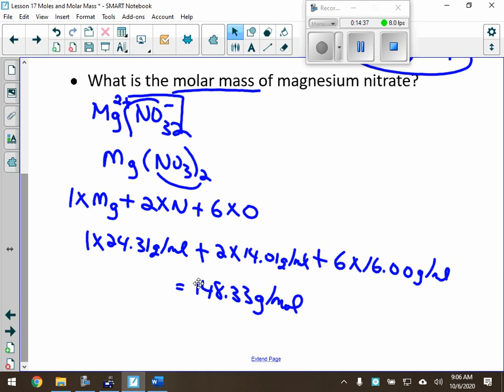148.33, yes? Good? Questions? Okay. When we write down molar masses, and by the way, quite often we're going to relate this to big M, just so you know. You don't have to put that in there yet, but that's going to be the big M, the molar mass. That's what it stands for.